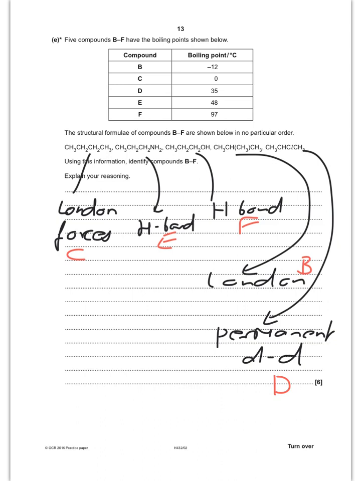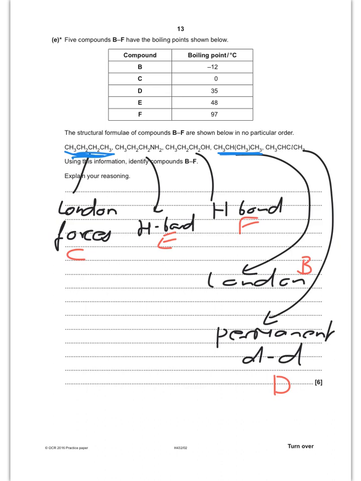B has the lowest boiling point. So you're looking at a molecule with only London forces, and one which is also branched. Remember, if you've got the same molecular formula and it's branched, it's going to have a lower boiling point. So your first one is going to be this one because it's branched and only has very weak London forces. This one is a straight chain, so it has more points of contact, so it will be slightly higher in boiling point than B.